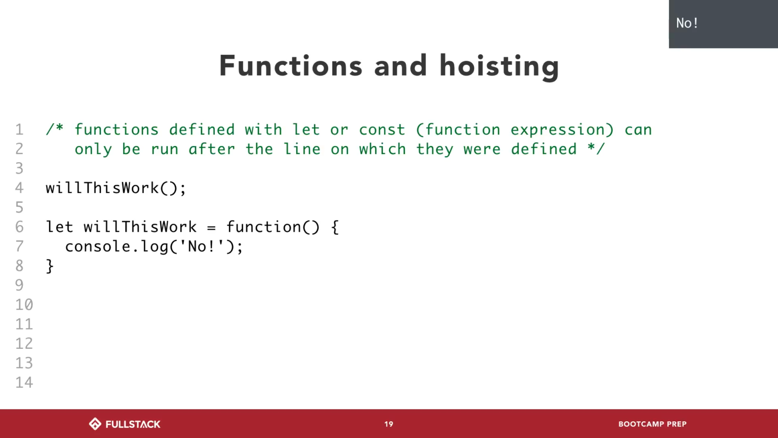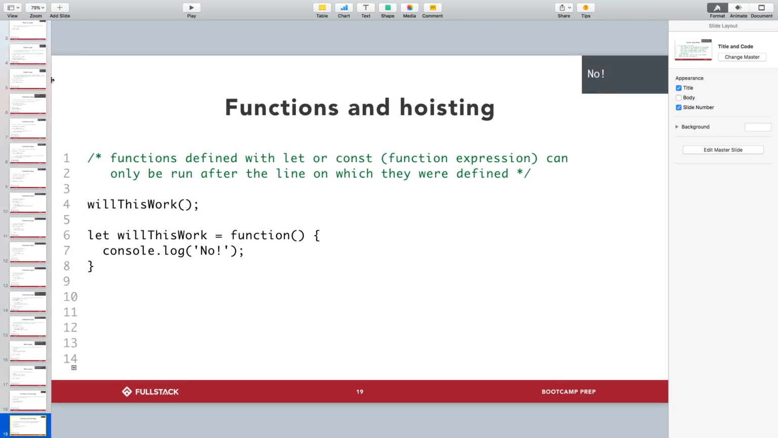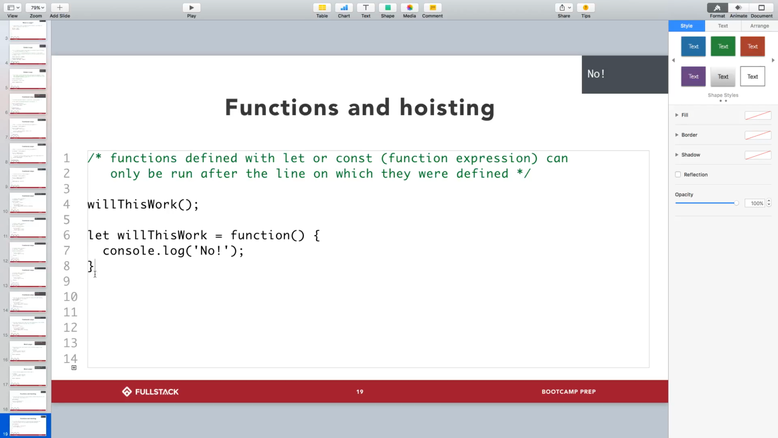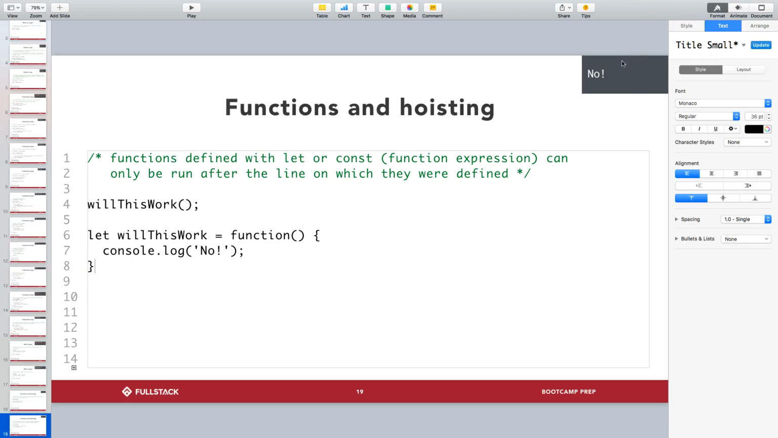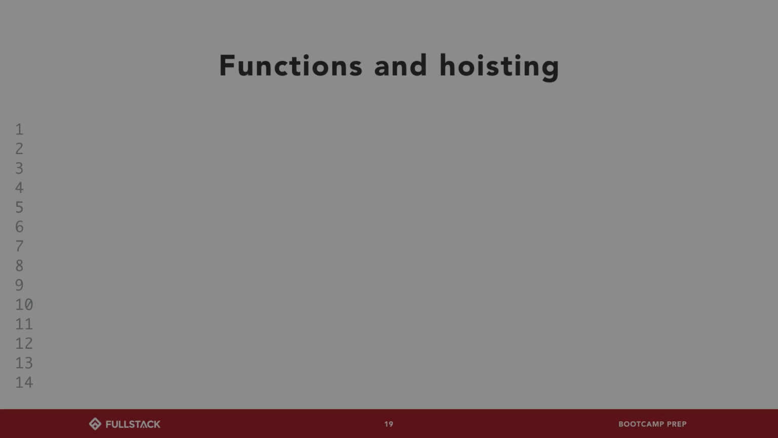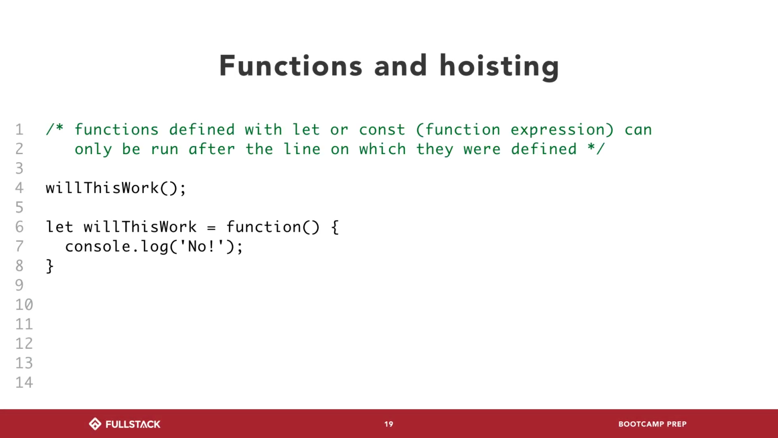Then the second time, when it tries to actually run this, it says, I can't. This is the error, by the way. Sorry guys, this is embarrassing, because the entire point is that this doesn't work. But this will throw a reference error, because the first time JavaScript goes through this, will this work is a variable whose value is undefined. The second time it tries running it and says, I can't run undefined. So we'll stop there at line 4. It will throw a reference error at you, and the code will stop.